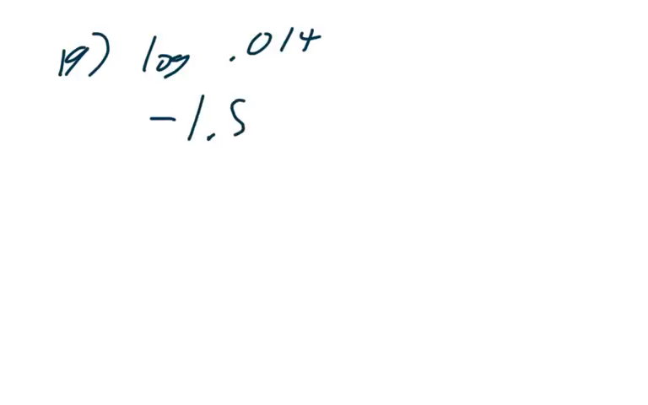For number 19, if they ask you something as nice as log of 0.014, you just type this in your calculator using the regular log button. This is like log base 10, and the answer will turn out to be -1.8539.